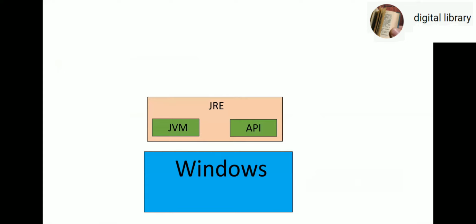Suppose we have one Windows operating system machine, a Windows machine. On that we have something called JRE. We will see it afterwards in detail. JRE stands for Java Runtime Environment. JVM stands for Java Virtual Machine, and API stands for Application Programming Interface.